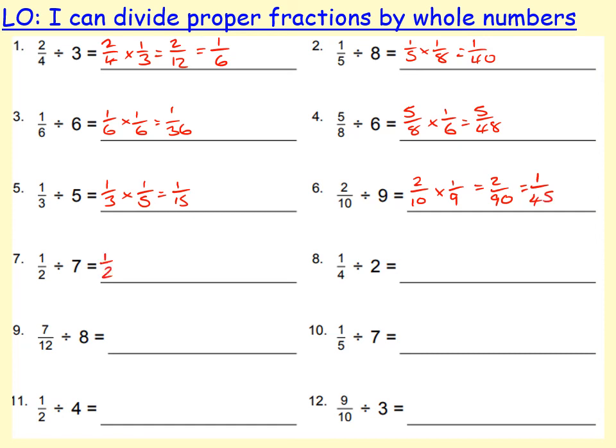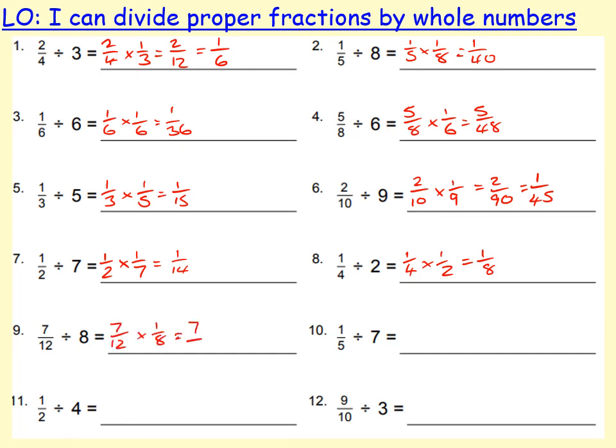Then question 7, we've got 1/2 divided by 7, so we turn that into a multiplication. The 7 becomes a proper fraction. 1 1 is 1, 2 7s are 14. Question 8, 1/4 divided by 2, turn it into a multiplication. So it becomes 1/4 times by 1/2. 1 1 is 1, 4 2s are 8. Job done.